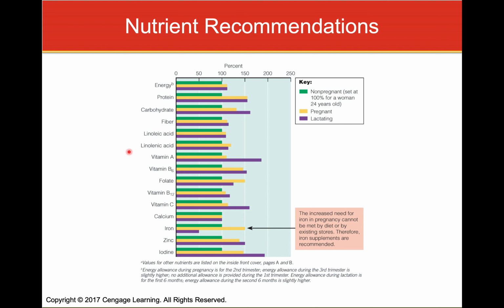This graph is just going to show the increased nutrient needs during pregnancy. So you can see for energy during pregnancy and lactation, energy is going to be increased. Protein, we can see that there's a significant increase in protein needs. And then also for our micronutrients, we can see a slight increase in pregnancy for vitamin A, but very large for lactation. And then iron is the one that you'll want to know for the final exam, right?